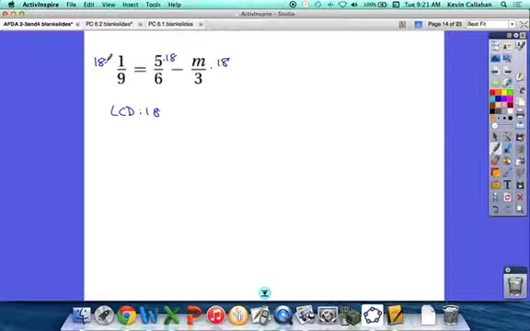Now, the 9 goes into 18 2 times. The 6 goes into 18 3 times. And the 3 goes into 18 6 times. Right, so what's left is 2 times 1, 5 times 3, and negative m times 6, minus 6m. And that's a 2-step equation. What are the 2 steps that I would take to solve? Subtract 15, divide by negative 6.